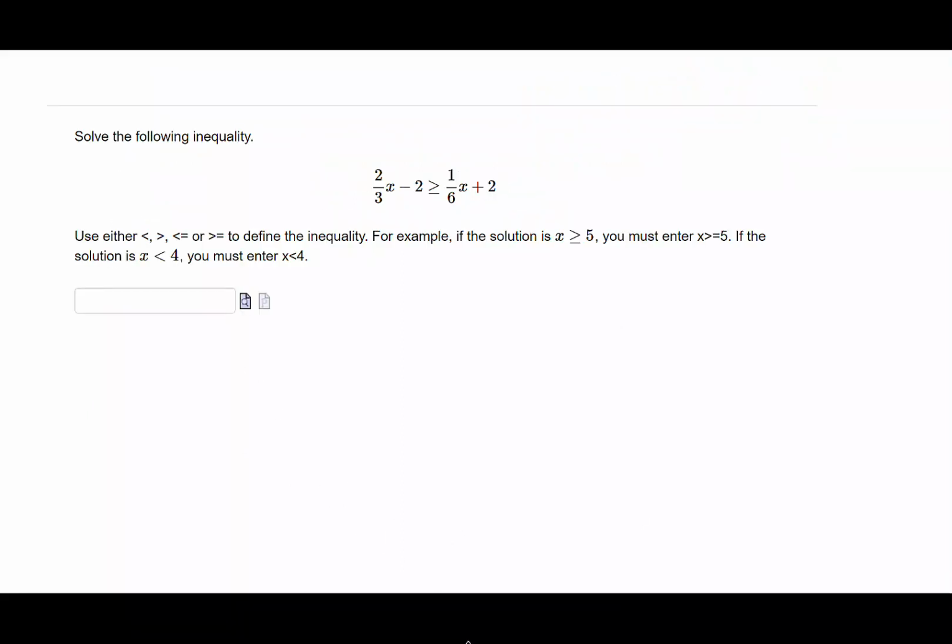As a final example, I have solved the inequality 2/3 of x minus 2 is greater than or equal to 1/6 of x plus 2. The directions say use less than, greater than, less than or equal to, or greater than or equal to to define the inequality. For example, if the solution is x greater than or equal to 5, you must enter x, the greater than sign, an equal sign, and then the number 5. If the solution is x less than 4, then you enter x less than 4.